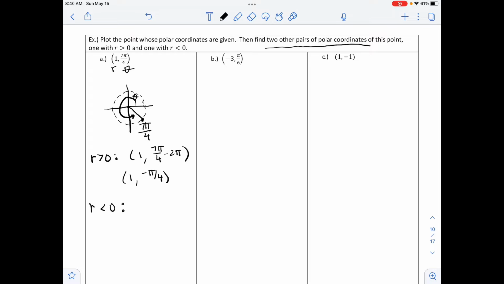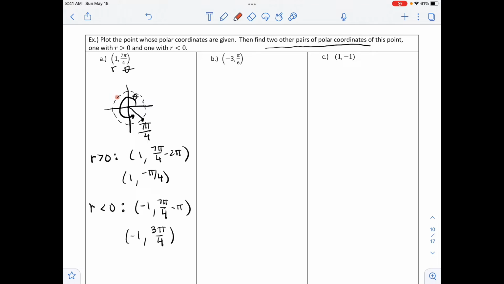Now another one: we need to find when r is less than 0. So when r is less than 0, this time we are going to have negative 1. Like we said, this is going to reflect through, and reflecting through causes a 180 degree or π change in that theta value. So I have my original angle, which is 7π over 4, and I am going to subtract π. This is going to be (−1, 3π/4).